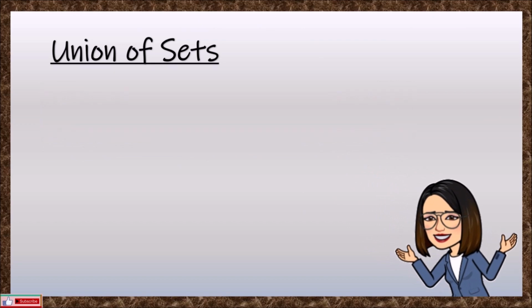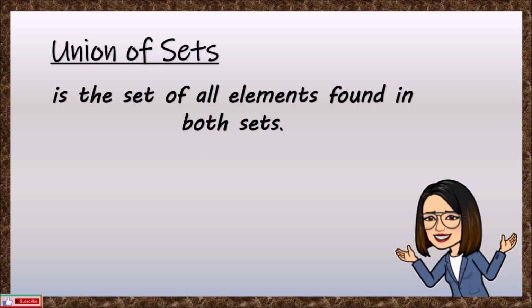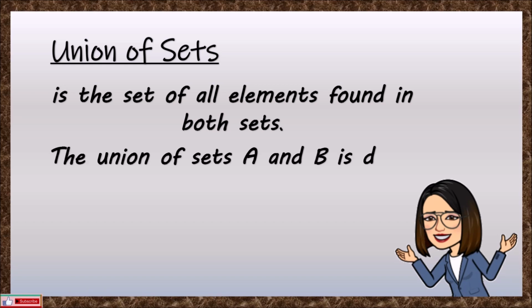Let's define union of sets. It is a set of all elements found in both sets. The union of sets A and B is denoted by A union B. Our symbol for union looks like the letter U.